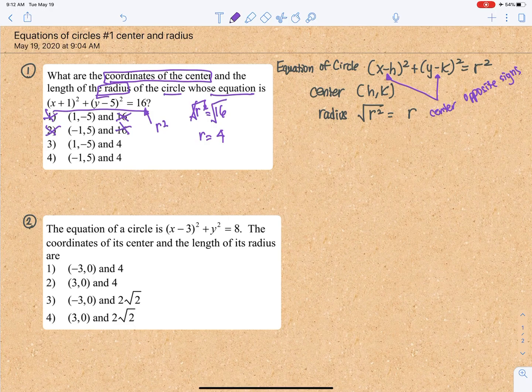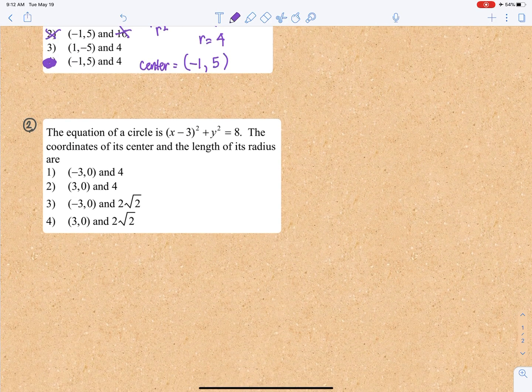Now, just like we mentioned on the side here, when you're finding the center, you have to do the opposite signs of whatever shows up inside the parentheses. So in the parentheses here, it's a 1. So that means the opposite sign would be a negative 1. Inside the parentheses here, it's a negative 5. So the opposite sign of negative 5 is positive 5. So it is choice 4. Okay, I hope that was clear enough. Now let's take it a step higher.